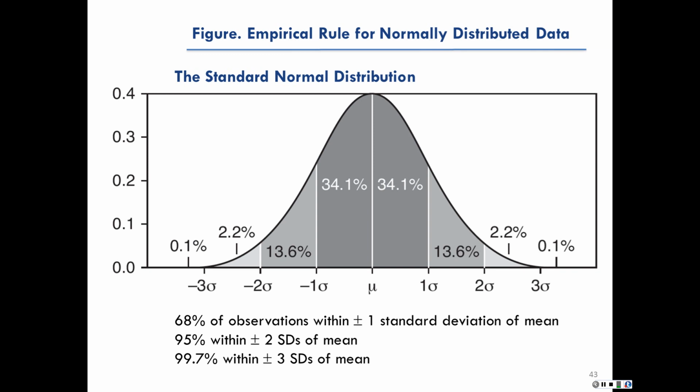Interestingly enough, 68% of observations lie within plus or minus 1 standard deviation of the mean. 95% lie within plus or minus 2 standard deviations of the mean, and 99.7% lie within plus or minus 3 standard deviations of the mean. And as we'll see in the next modules, these values of 95% and 99.7% are often used for conducting hypothesis testing.